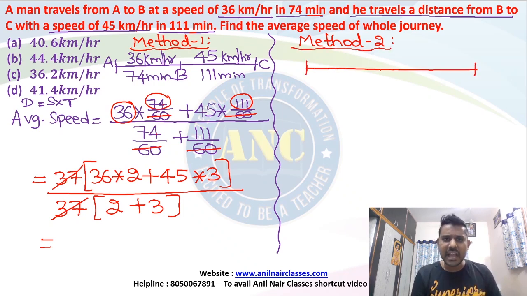See here. I will write the diagram exactly once again what I have written in method 1 also. From A to B, he is traveling at a speed of 36 kilometers per hour.